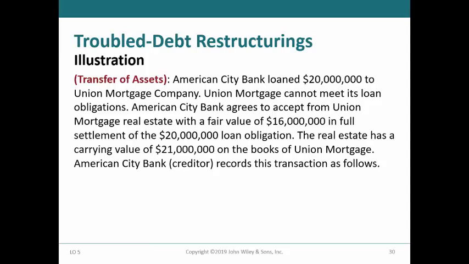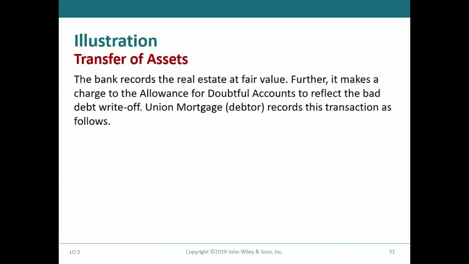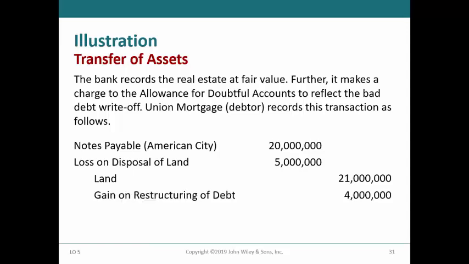The entry by American City Bank to record the transaction would be a debit to land for $16 million and a debit to allowance for doubtful accounts for $4 million, a credit to notes receivable for $20 million. The bad debts expense and allowance for doubtful accounts would already have been recorded earlier when American City Bank determined that there was an impairment to the loan. Union Mortgage would record the settlement of debt by debiting notes payable for $20 million, loss on disposal of land for $5 million, and crediting land for $21 million, and gain on restructuring of debt for $4 million.